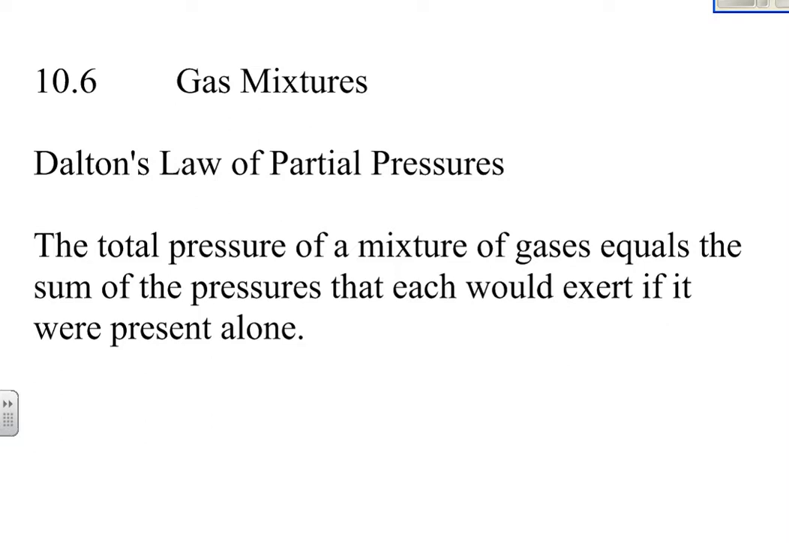According to John Dalton, the total pressure of a mixture of gases equals the sum of the partial pressures that each gas would exert if it were present in the container alone by itself. In other words, the total pressure within a container would be equal to the sum of the pressures of each individual gas, so however many gases are present inside that container.